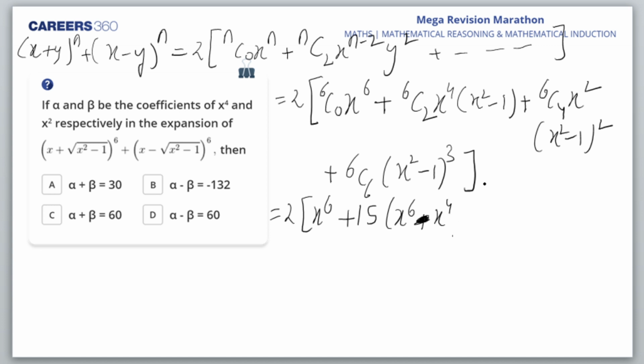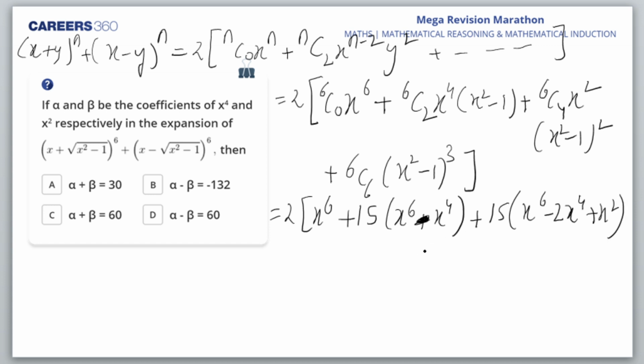x^4. Okay. Then 6c4 would be equal to 6c2 only. So I'll get 15. And x square into (x^4 minus 2), so x^4 minus 2 whole square. If I do, I'll get x^4 minus 2x square plus 1. And to multiply 2x square, I'll get x^6 minus 2x^4 plus 1 into x square, that is x square I'll be getting.